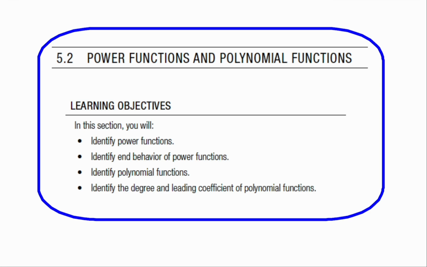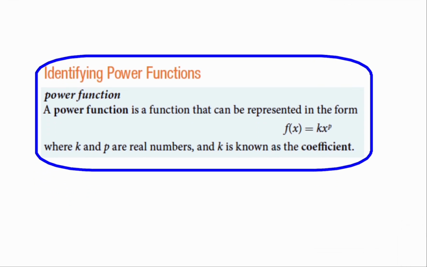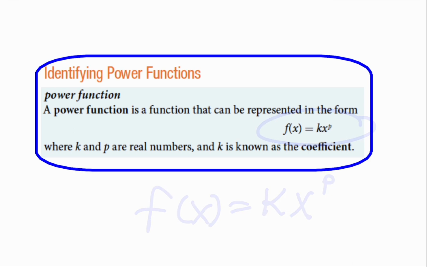In 5.2, we are going to talk about power functions and polynomial functions. So a power function is of the form f of x equals k times x to some power p. Now, k and p have to be real numbers. And remember, we call k the coefficient.